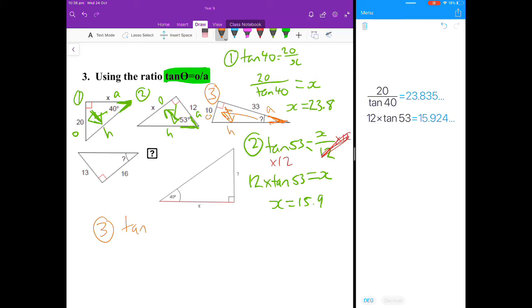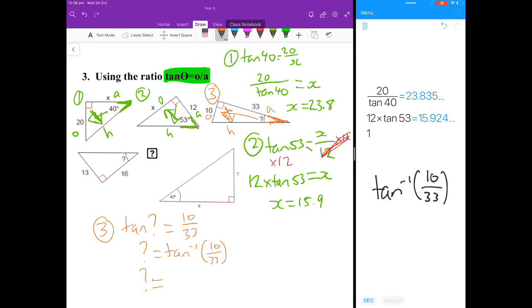Throwing them into our ratio, we end up with tan question mark equals our opposite side 10 over our adjacent side 33. So our question mark is going to be the inverse of tan, or that tan with that negative 1 we've pressed shift to get to. And 10 over 33 is our fraction. So question mark equals, throwing it into our lovely calculator on the side.